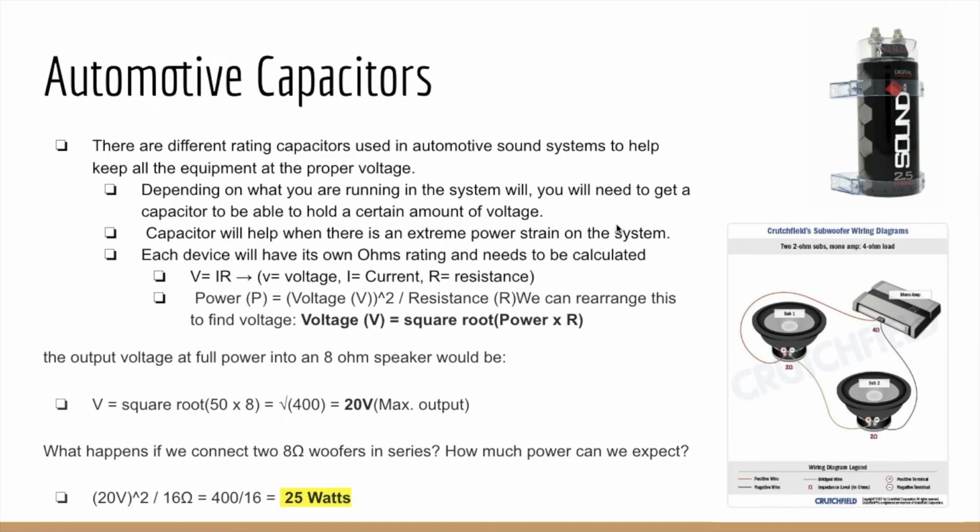The battery has around 12 volts. When started, it should have roughly 13 to 14 volts, and it will fluctuate just a little bit depending on what's being used inside the vehicle. So that's why we use components like capacitors to help keep the voltage in a vehicle at a certain level.